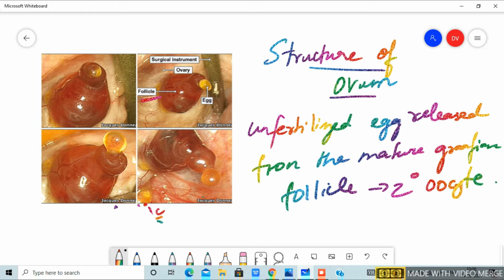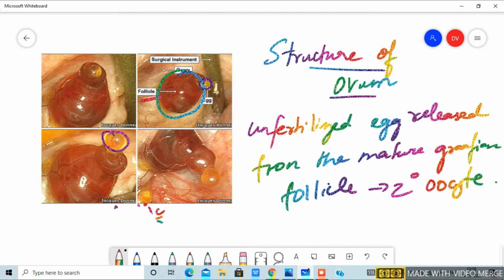The dark colored structure which you see here is the graafian follicle, and that which is coming out is the egg. Look at the egg, guys. Beautiful, right? So this egg which is coming out is actually the secondary oocyte and not the ovum. Be clear with that. Only when the sperm enters and contributes the centriole will it complete the second meiosis and get converted to ovum.